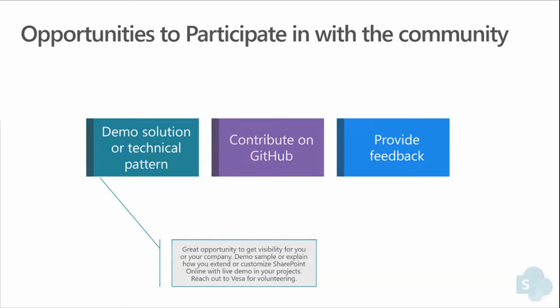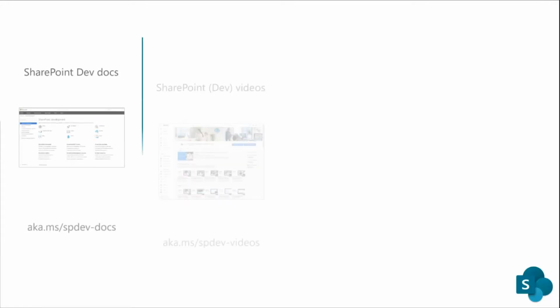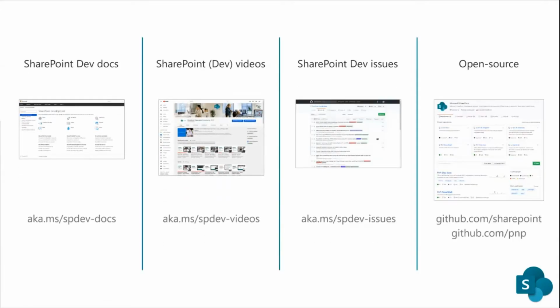So, super important thing. Now, four different kinds of assets, just to remind us again: SharePoint Dev Docs, aka.ms/sp-docs, SharePoint Dev Videos. We have now more than 13,000 subscribers on there. aka.ms/spdev-videos, SharePoint Dev Issues. So if you're running into development issues, please let us know, so we're able to address those as fast as possible. And then our open source assets are in github.com/SharePoint or github.com/PnP.